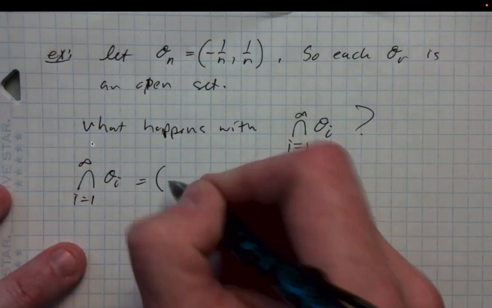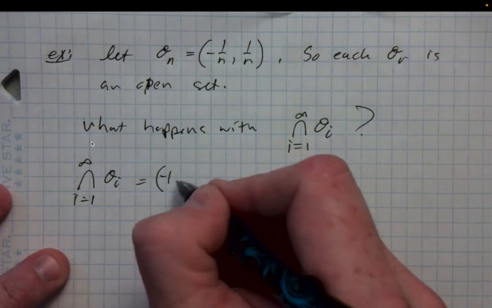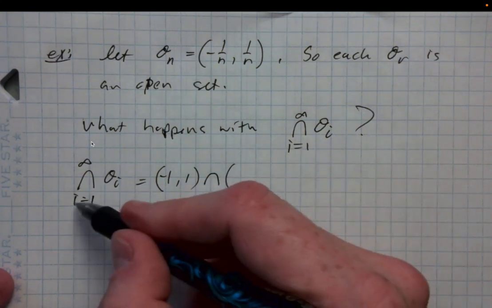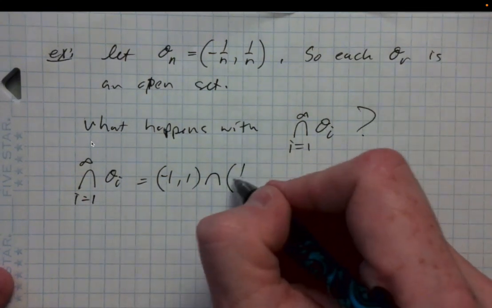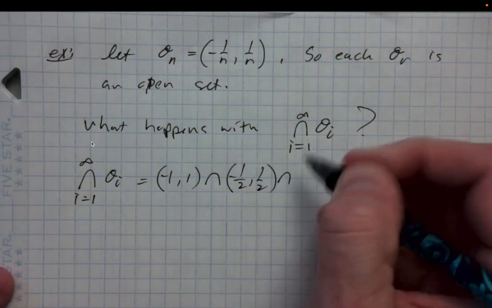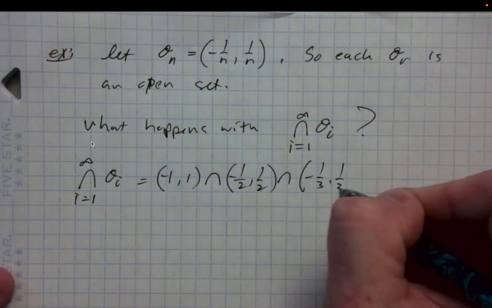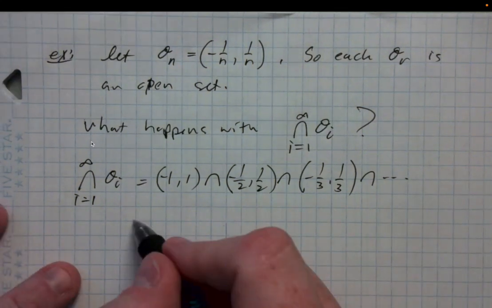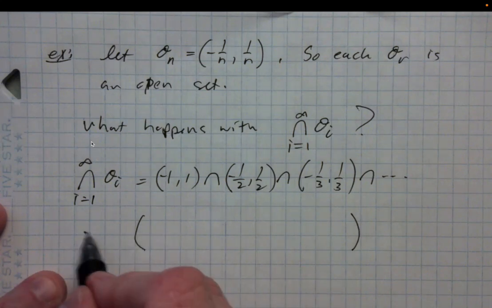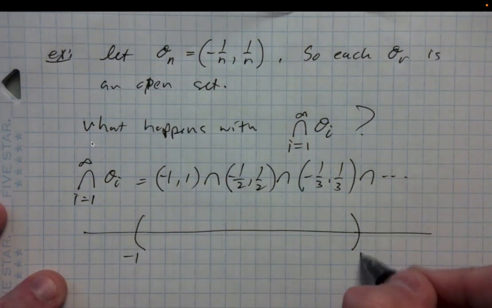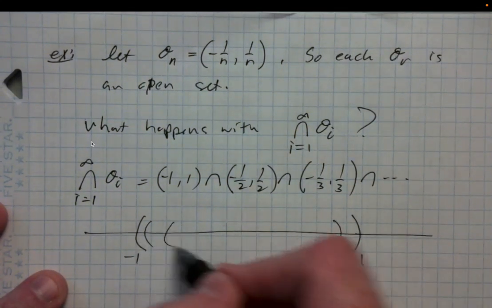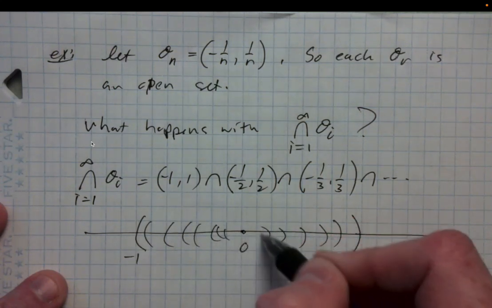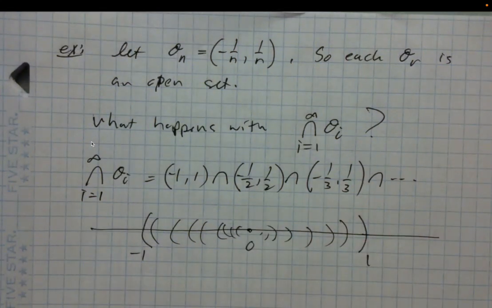Well, when i is 1, it's negative 1 to 1. This is an intersection, so we need to intersect that with what happens when i equals 2, so that would be negative 1/2 to 1/2. We need to intersect that with negative 1/3 to 1/3, and so on to infinity. So what is going on here? If this is negative 1 and this is positive 1, right in the middle is 0. It's just going to keep getting smaller and smaller and smaller.